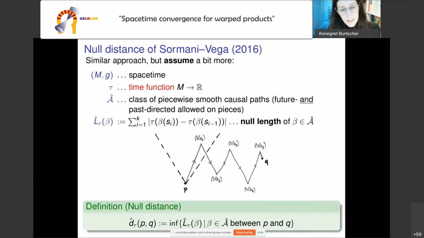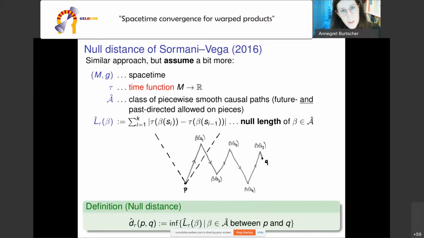And then the null distance is defined as the infimum over all these null lengths. And so you can see somehow the basic idea, among all these definitions of distance, has always been the same. We needed some kind of a basic geometric structure, and then we needed a class of curves and the lengths, and then either by infimum or supremum we can define a distance. And so this is how the null distance is constructed.